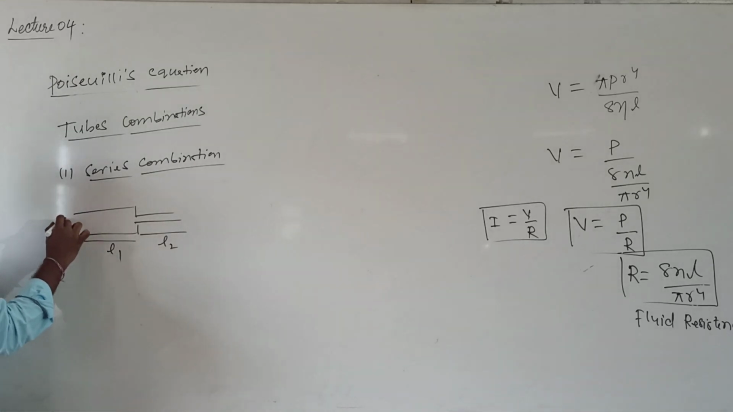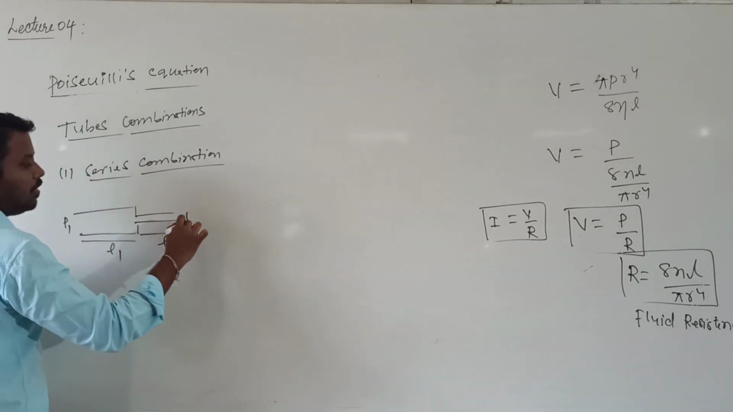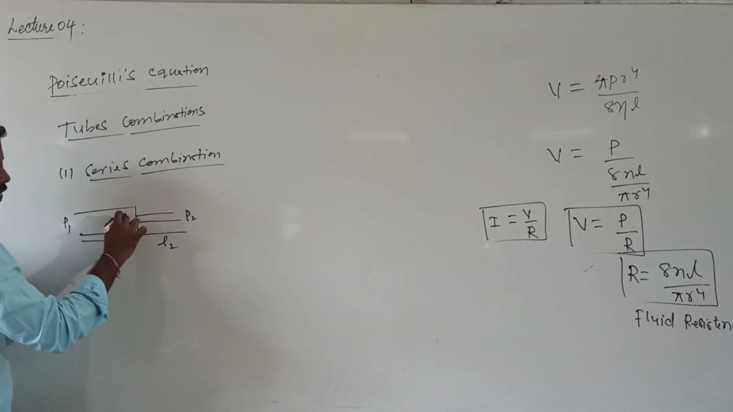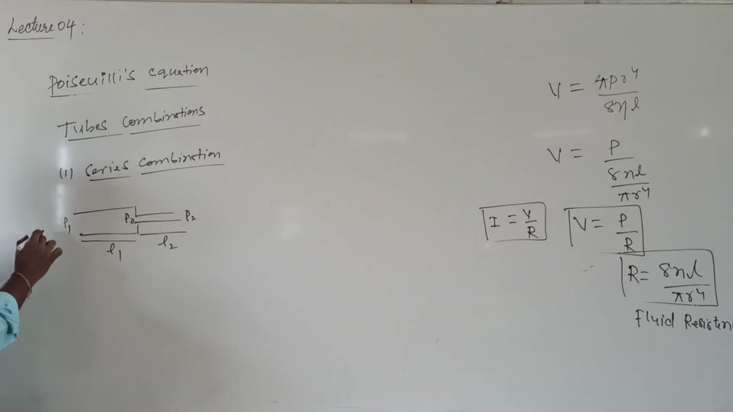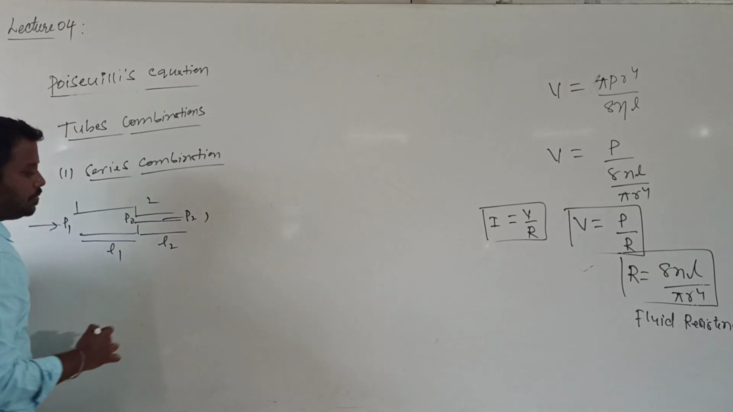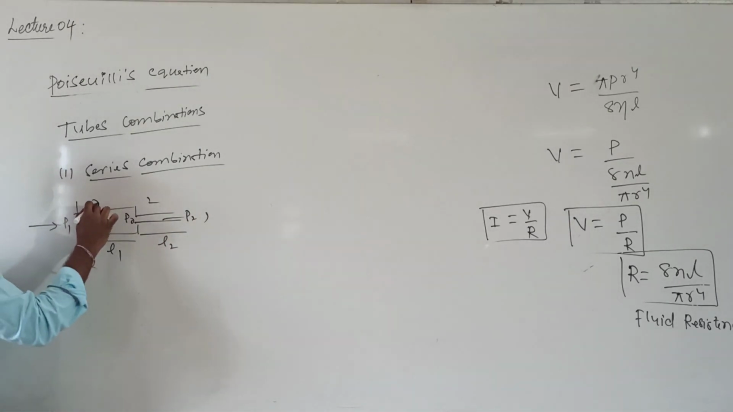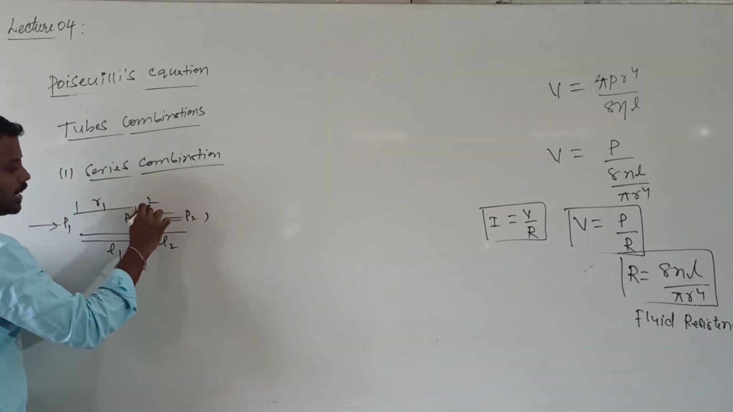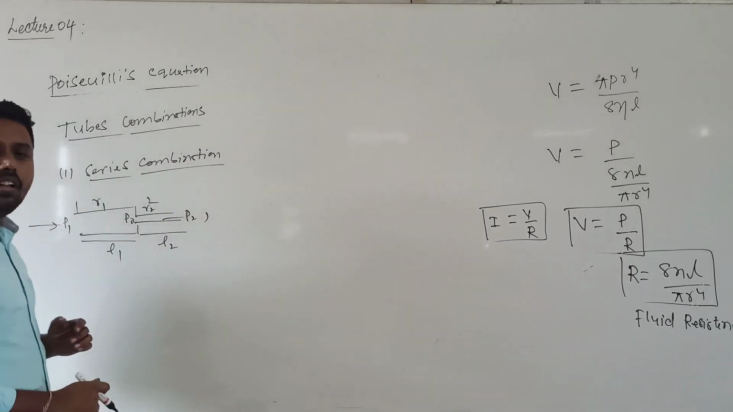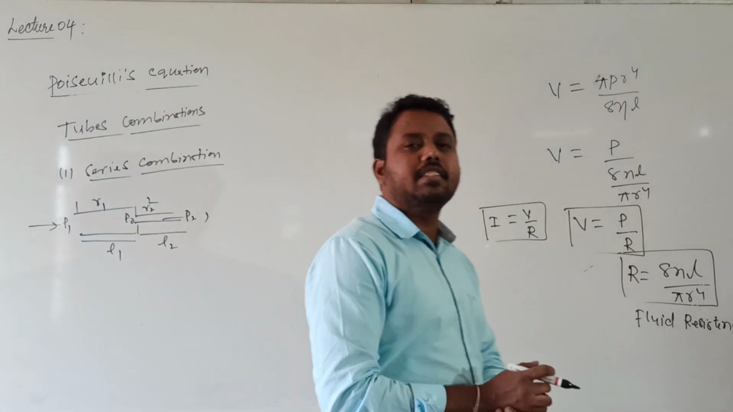The pressure across the first tube is P1 and here is P2, and at the common interface the pressure is P0. Fluid enters the first tube and leaves through the second tube. Let me call the radius of the first tube R1 and the radius of the second tube R2. Now the two tubes are connected in series.